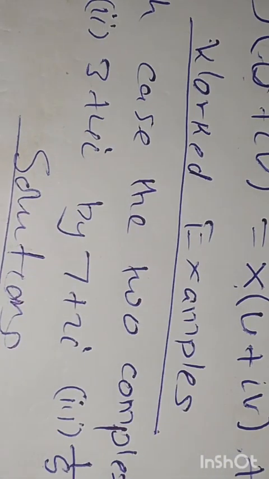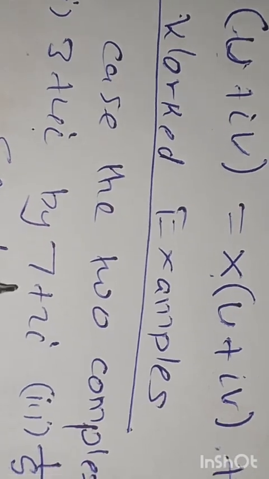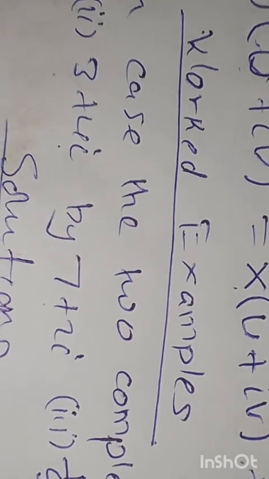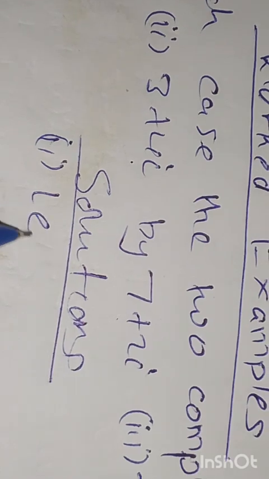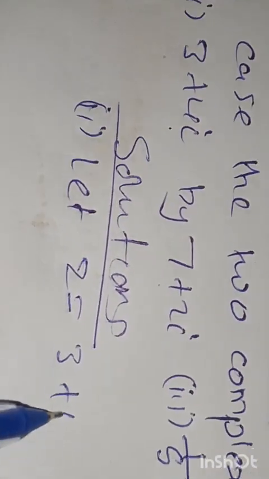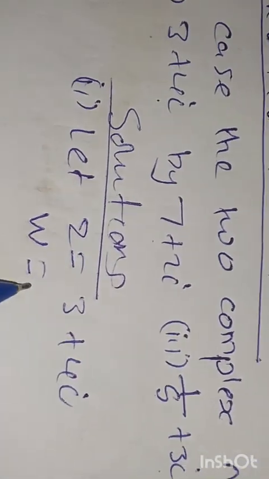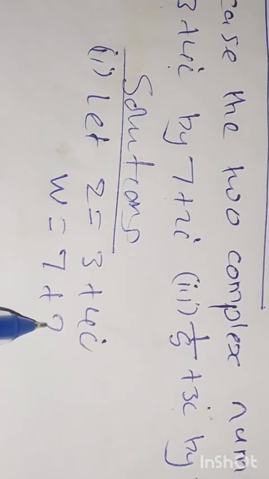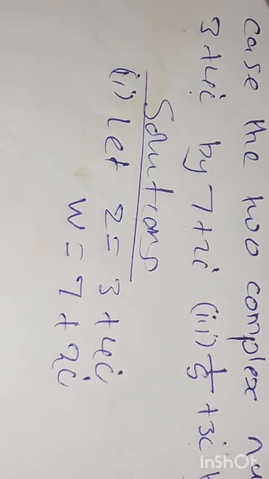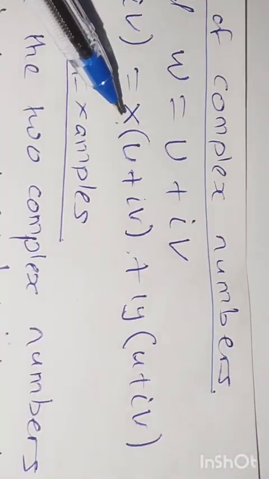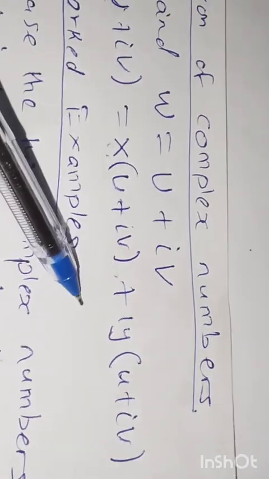Now let's dive quickly into example 2. Example 2 is saying 3 plus 4i by 7 plus 2i. Let z equal, so z equal to what? 3 plus 4i. Then our w will be equal to 7 plus 2i. So we're going to now use this formula which is here, because you have the real part and the imaginary part on z. So this is the formula I'm going to use.